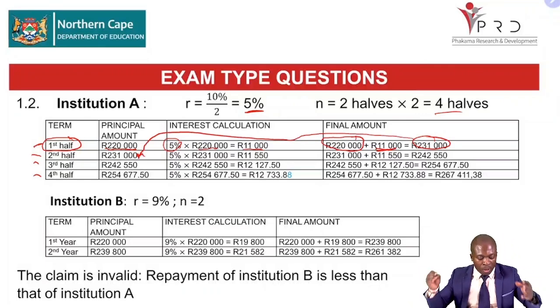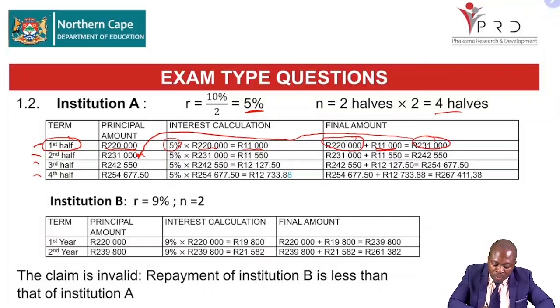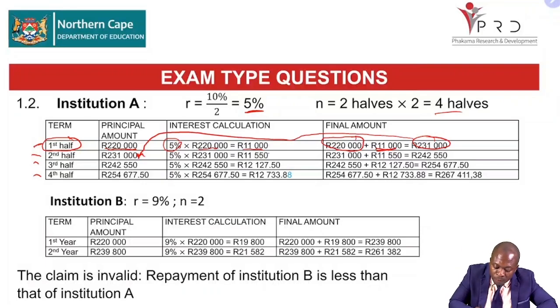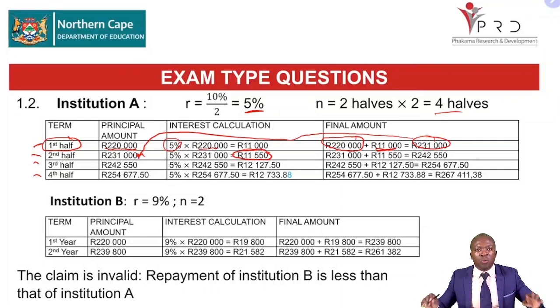What are we working with? Compound interest. So the 231,000, then you repeat the same process. Can we work out 231,000 times 5 divided by 100? My calculator says 11,550. I want you to tell the teacher to pause so that you can do the work.